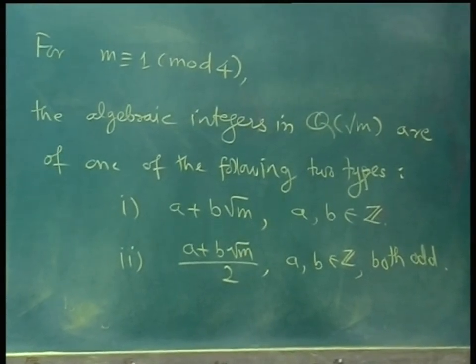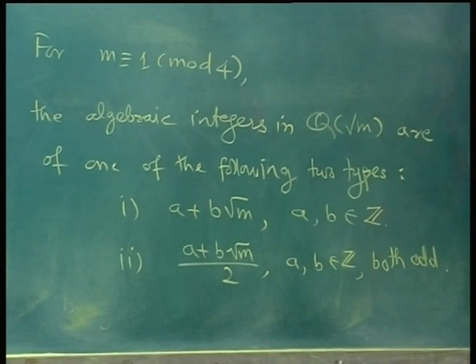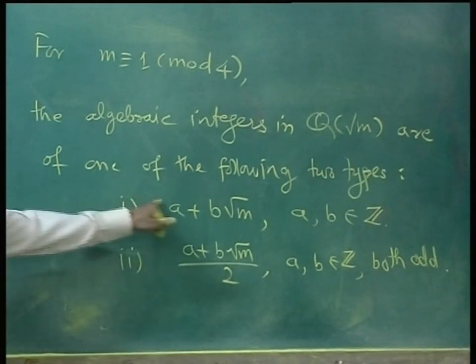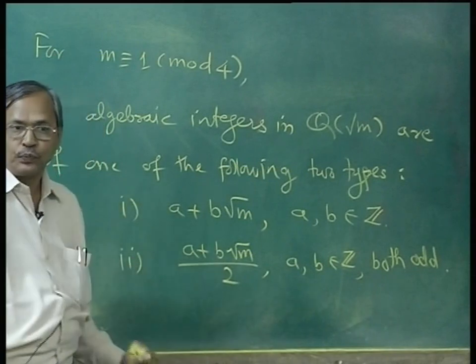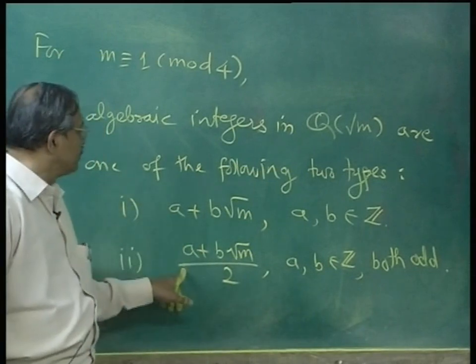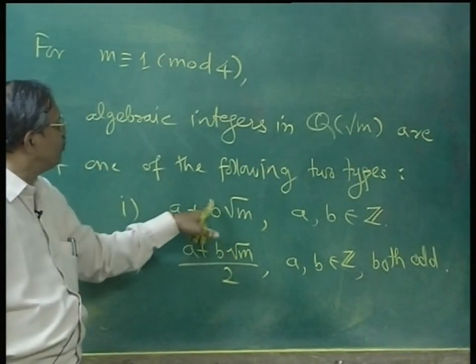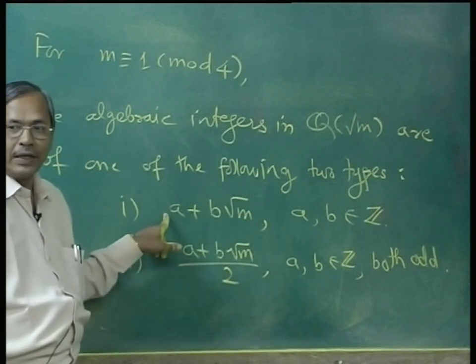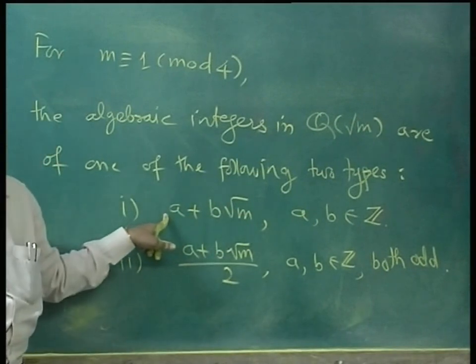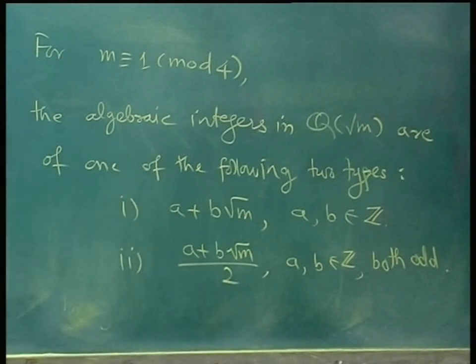These are two types. So it depends upon the value of m what the algebraic integers are. Now these two things we can bring together also. For both of them you can put 2 in the denominator. The first can be written as (2a plus 2b root m) divided by 2, where we can consider a and b as even integers upon 2. So that is the form of that algebraic integer. Okay. So these two can be put together.